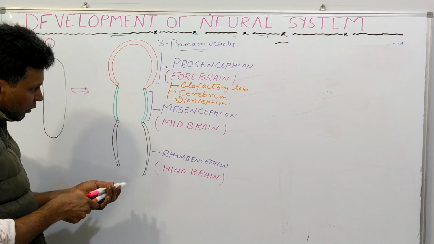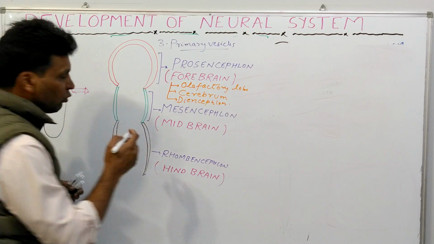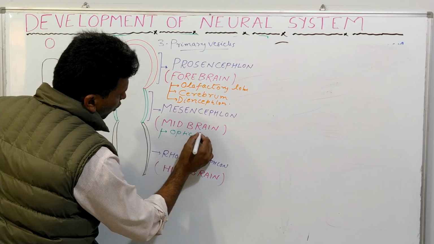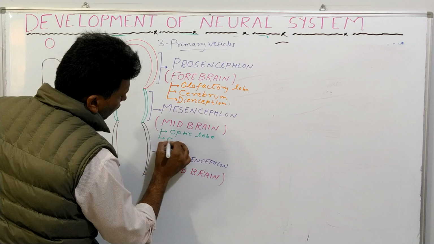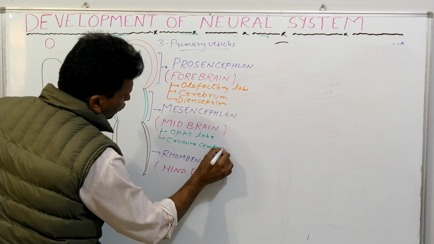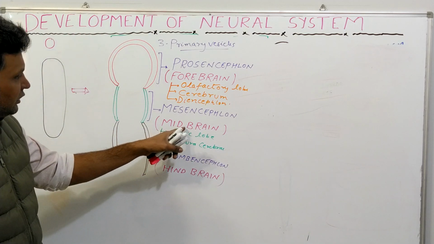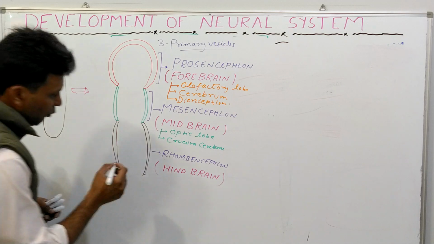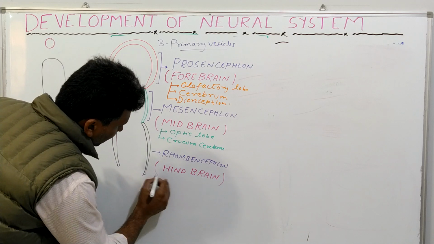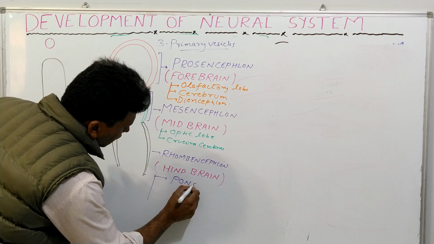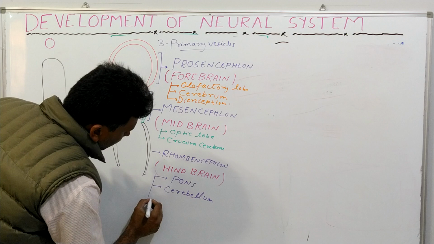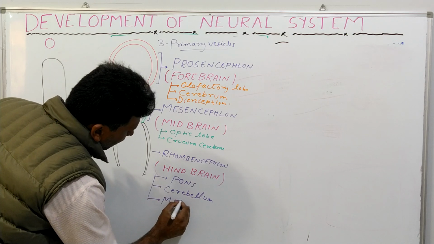And in the midbrain, optic lobe and crura cerebri. So these two parts are present on the midbrain. Now the rhombencephalon, the important point here: pons, cerebellum, and medulla oblongata.